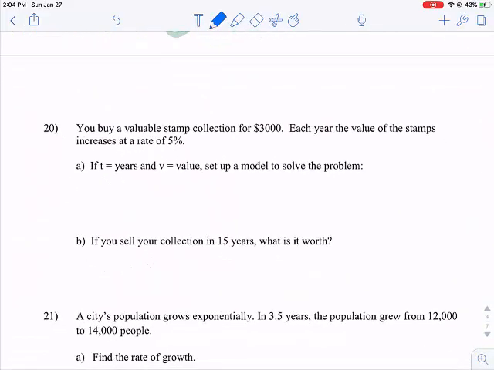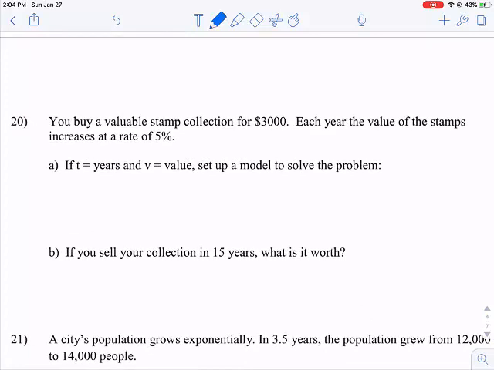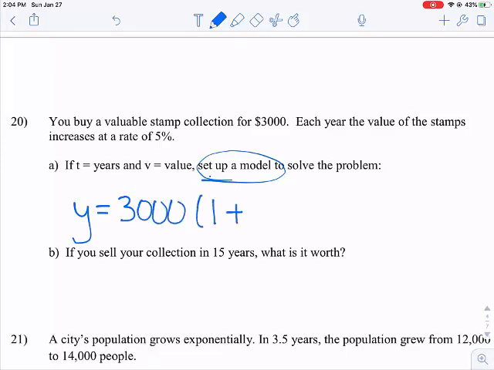Okay, you buy a valuable stamp collection for $3,000. Each year the value of stamps increases. So here it wants us to set up the model. It says the value, so we're going to use V equals, V is the value, that's $3,000. And it's going to be increasing, so we're putting in the 0.05 with a plus sign to the power of t years. Now, what is it worth in 15 years?